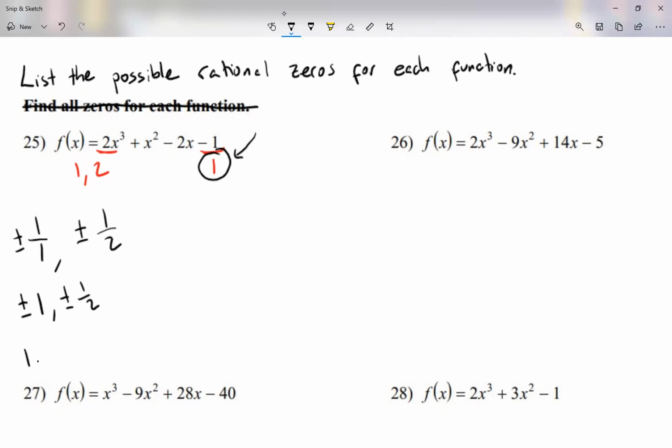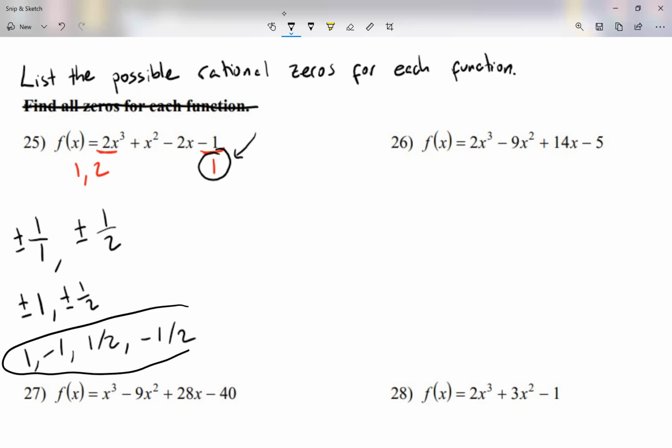So those are going to be my possible rational zeros: 1, -1, 1/2, -1/2. Now we learned yesterday about the roots, right? We worked on finding the roots. We could find them, but I'm just asking for the homework today: what are the possible solutions? What are the possible rational zeros? That's it. This is going to be my answer.